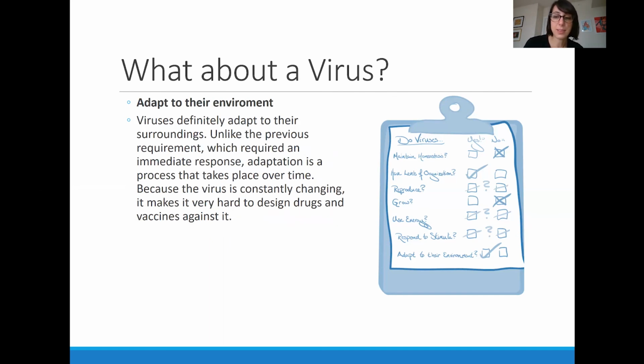Okay, what about adapt to the environment? This is long-term adaptation, changing themselves via mutation to adapt. They definitely do this, and we know this because we constantly are having to make new vaccines for the flu, right? Unlike the previous requirement, this is an adaptation over time, and because viruses constantly are mutating, this makes it very hard, for example, to design drugs or vaccines against them. They adapt over time to their environment unintentionally, but through mutation, they're able to do this adaptation.